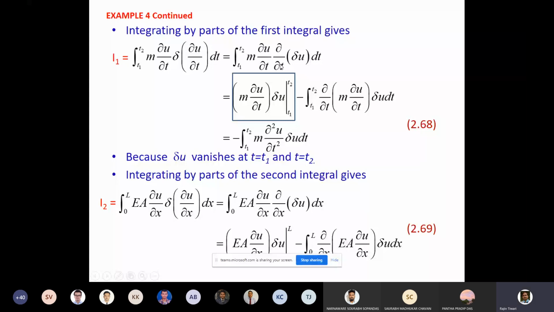So only this change is taking place here. I'm changing the order of variation and the differentiation in this second term. Now I'm doing integration by part of this. The first part is this one, and the second part is this. So integration by parts says that the first term stays as it is, then the integration of the second term.